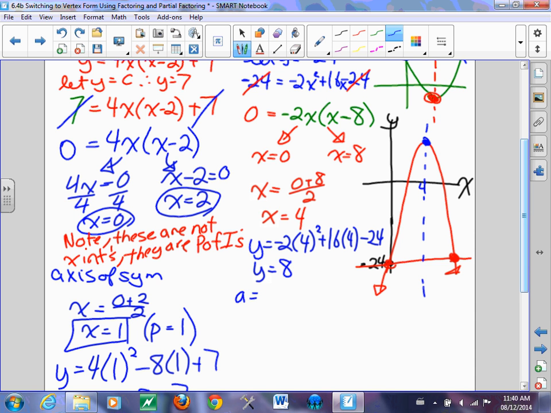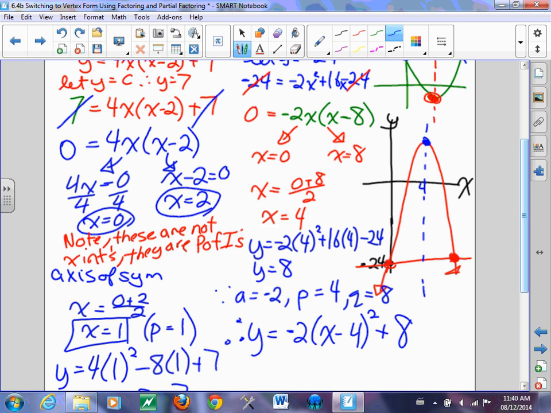So what do we know? We know a equals negative 2 from up above in standard form. We know p equals 4 from our axis of symmetry, and we know q equals 8 from solving it just above. So therefore, y equals a, which is negative 2, times (x minus p, which is 4) squared plus 8. And there you go, ladies and gentlemen.